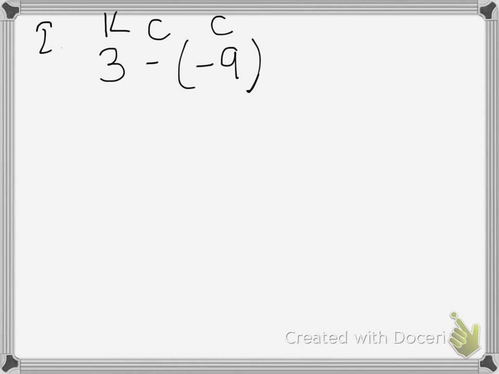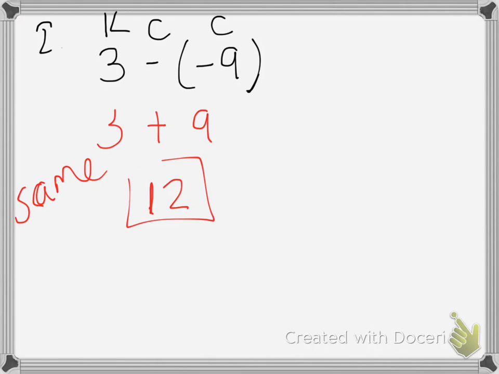Alright, number 2. We have 3 minus a negative 9. So we're subtracting, so we need to keep, change, change. So keep the first one, change the sign to addition, change this second sign, which in this case would be positive. So we have the same sign, so we add, which is 3 plus 9, which gives you 12. Keep the sign, which is positive, so it stays 12.